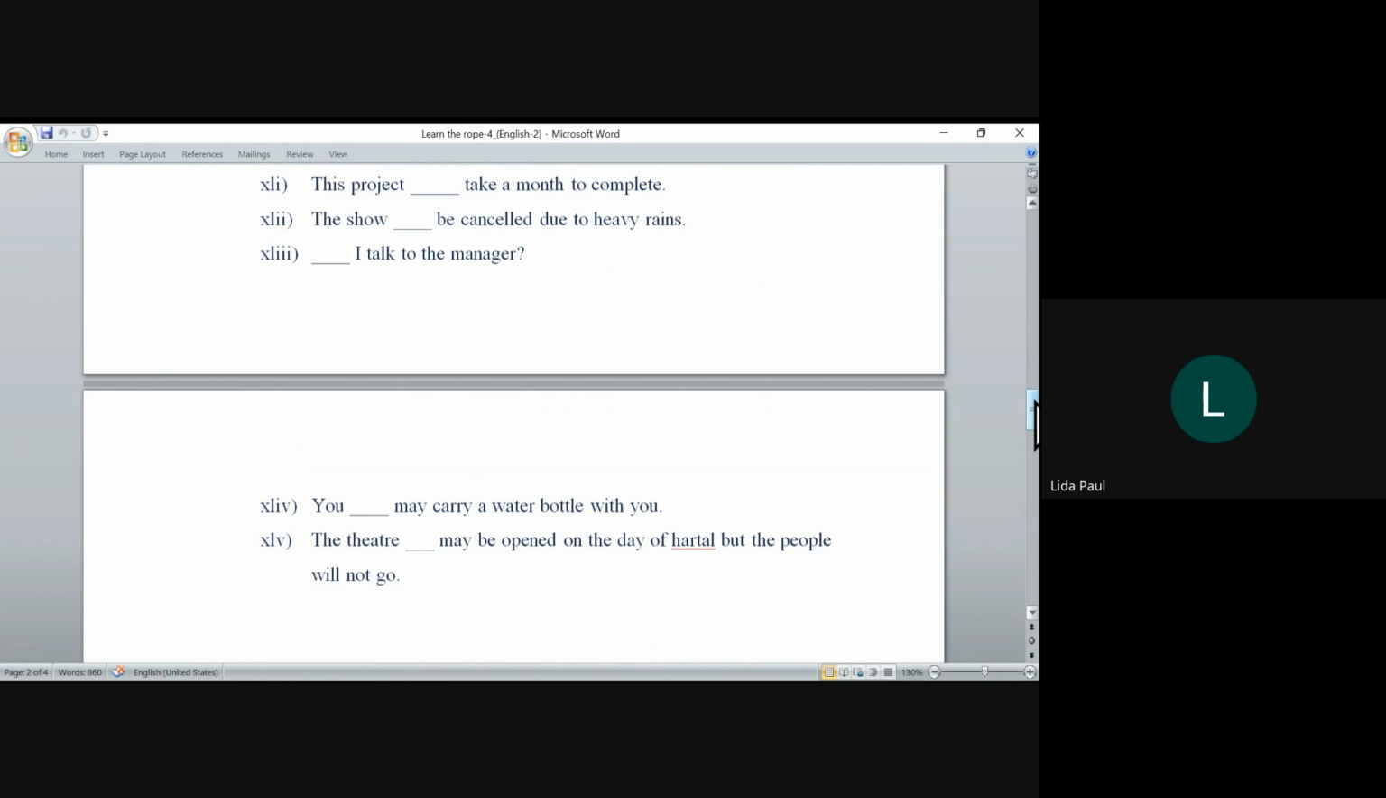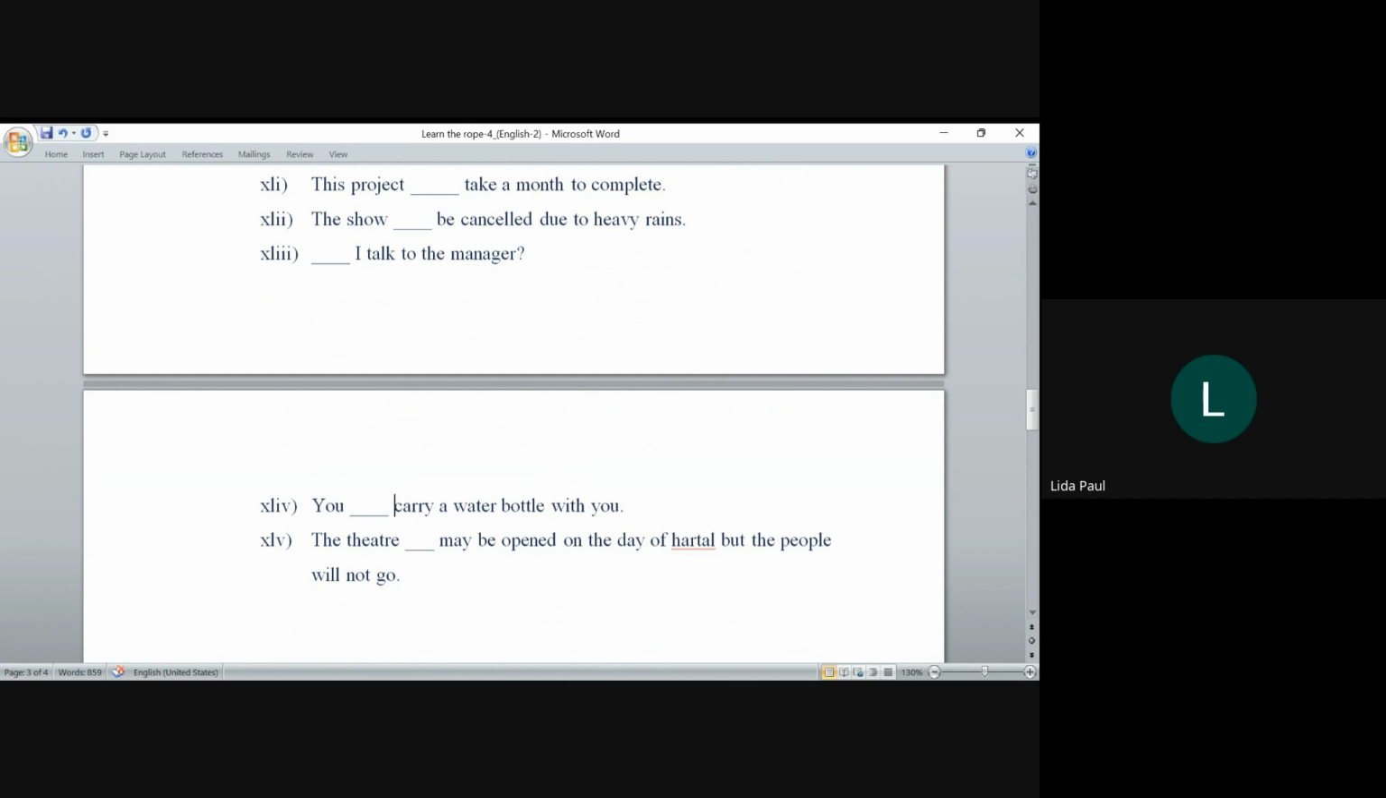44. You dash may carry a water bottle with you. Oh, the answer is already given. Yeah, may. Okay, so what is the interpretation though? In case you dash carry a water bottle with you. Like high possibility? No. You carry a water bottle with permission. Yes, this is also permission.